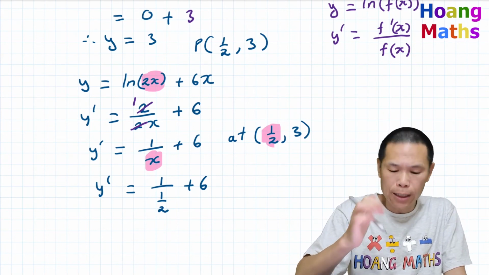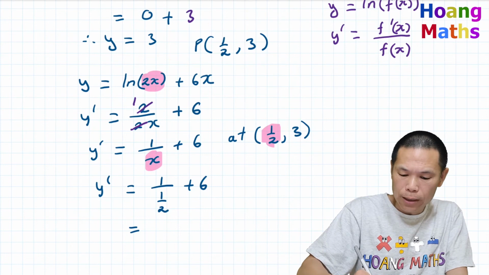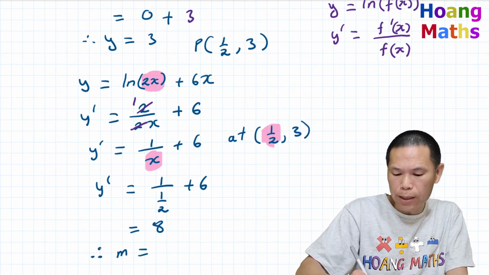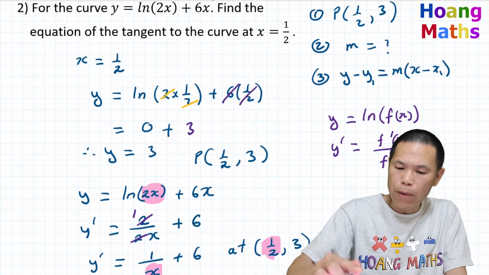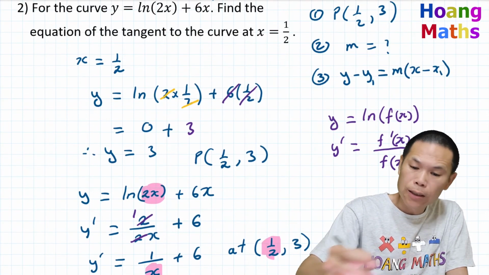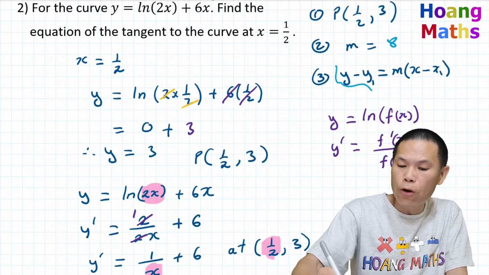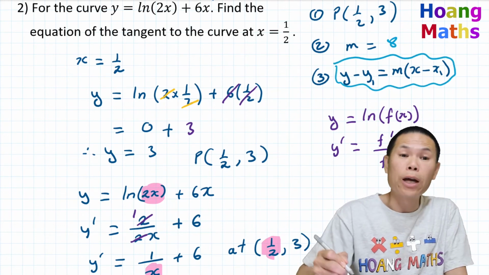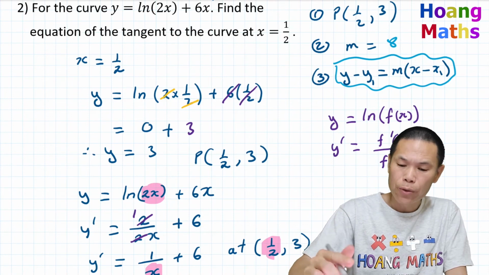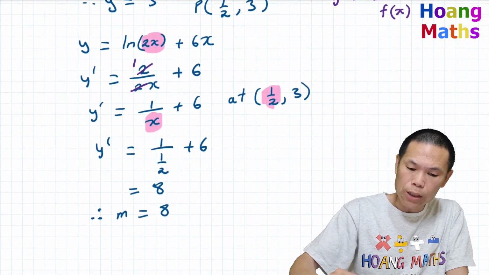So the gradient is equal to 8. So let's say 8 here. Therefore, m is 8. So now we have m is equal to 8. Now we just use this formula to work out the equation of the tangent, okay? So now let me just write this down.